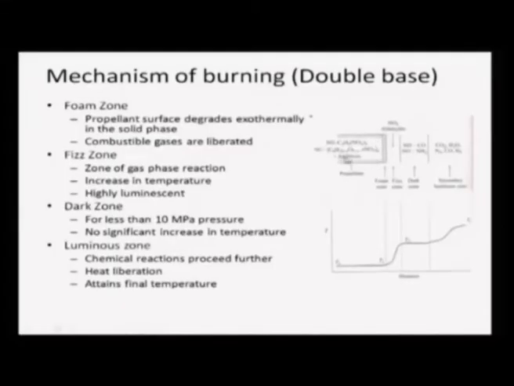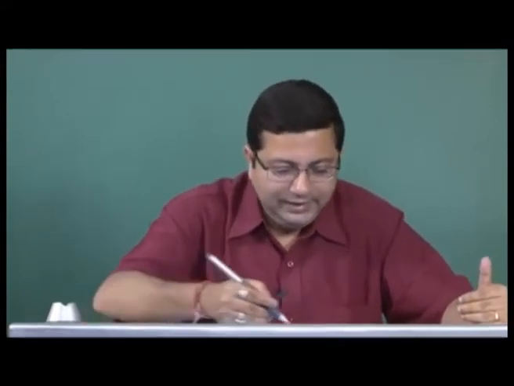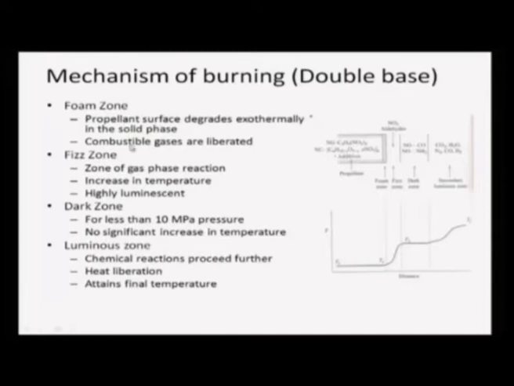So, first you see this is the propellant, the first zone here is the foam zone. Here in the foam zone, the propellant surface degrades exothermally. That is because when we start the ignition process, the propellant surface absorbs this energy and then it starts to change its phase. It changes from solid phase to the combustible gas phase. So, the combustible gases are released in the foam zone, but combustion does not take place there. Combustion takes place slightly ahead of it, which is called the fizz zone.